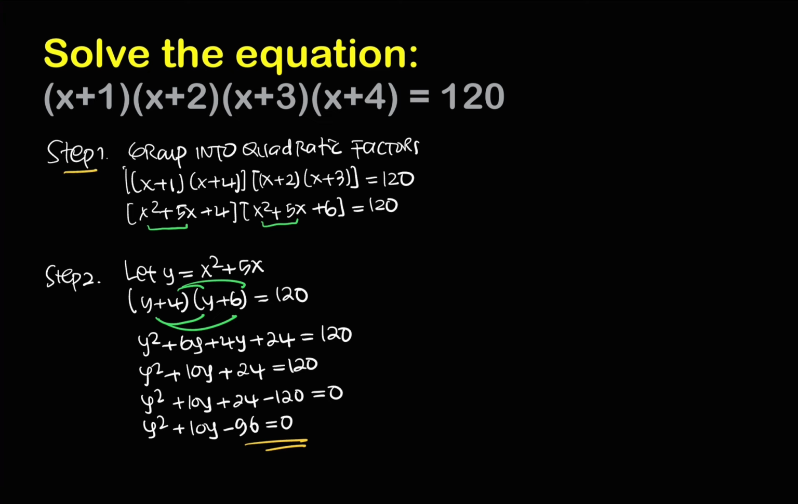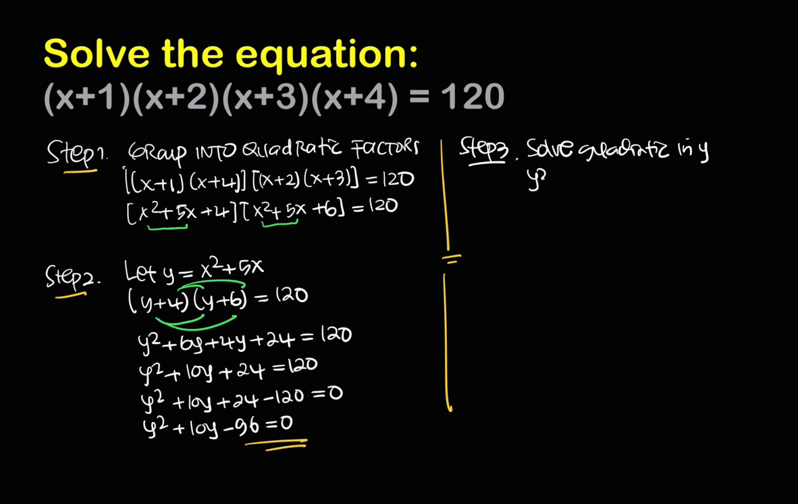So you got step 1, step 2. Now we can move confidently to step 3. So in step 3, you have to solve the quadratic in y. So y squared plus 10y minus 96 equals 0.